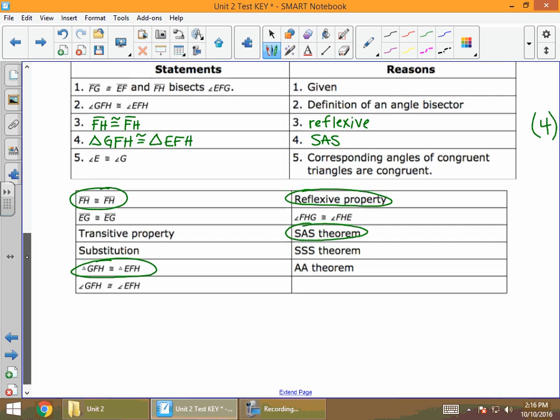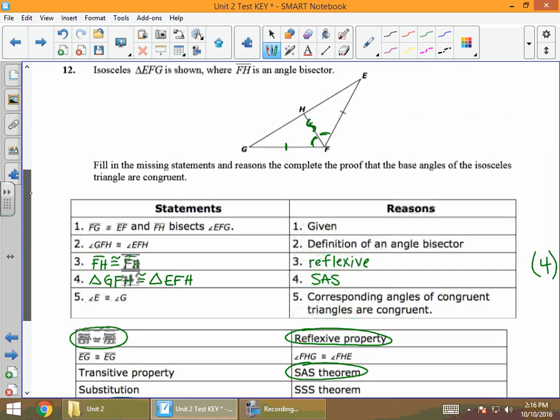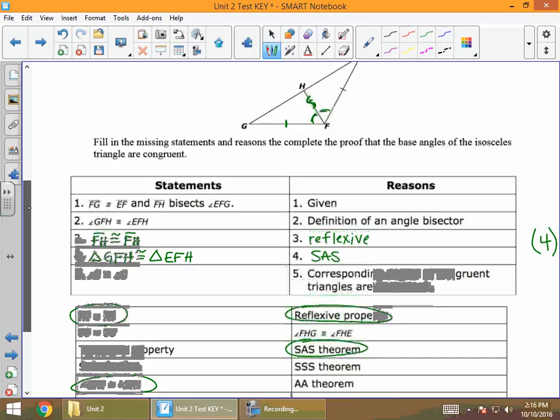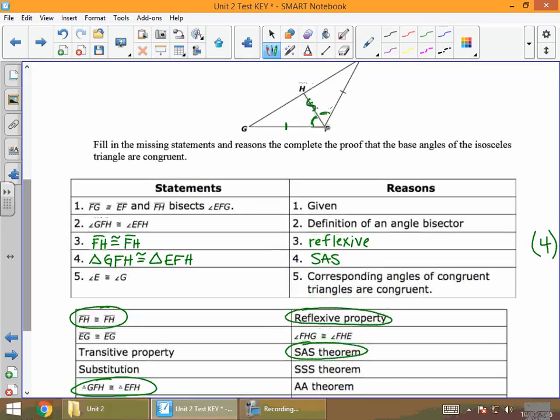And then finally, to finish this proof out, I do find what I set out to prove, that angle E is congruent to angle G. And you'll notice that it says corresponding angles of congruent triangles are congruent. That is CPCTC, corresponding parts. That's where we were using CPCTC. So that is the end of page 3, and in the last video I'll be breaking down page 4.